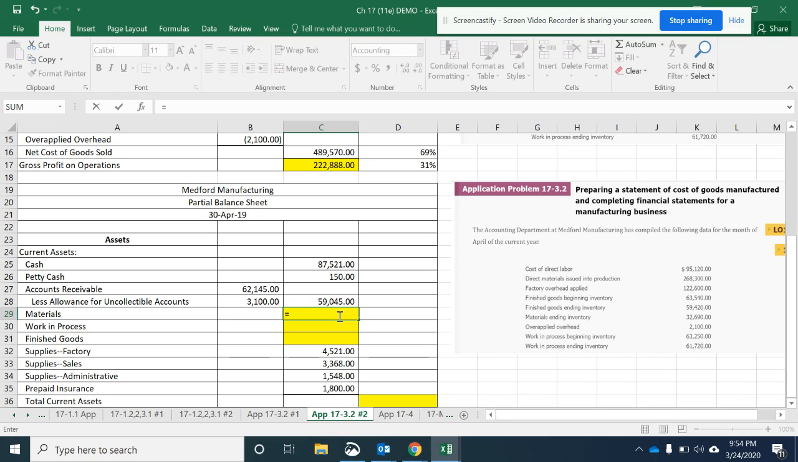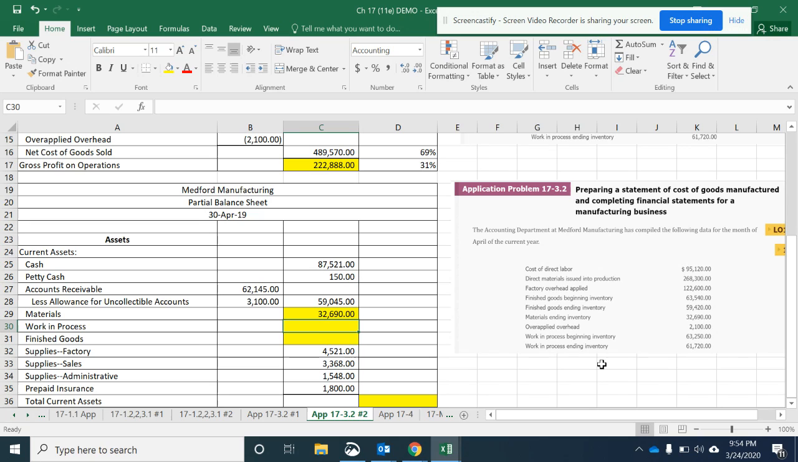So that looks like it is 32,000. No, I'm not going to put an equal sign. I'm just going to put $32,690. So that's materials in our ending inventory. That's what we have left. So that's what we have to state in our balance sheet, what's left.